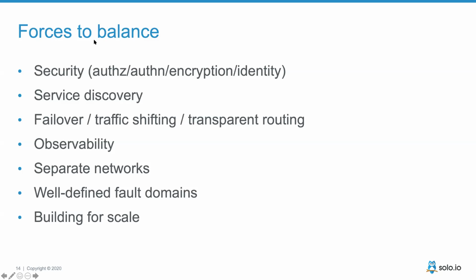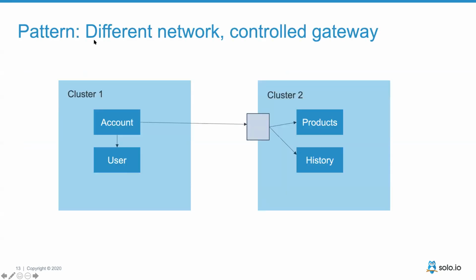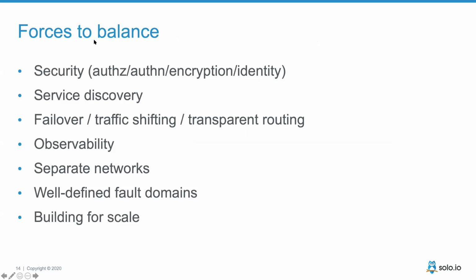When a service, in this case account, wants to talk to a service called history, account is going to have to know how or where this history service exists. What do I talk to? It will need to solve, or the system will need to solve, for service discovery, and be tolerant in terms of failures and changes to the topology. We also need to be able to understand what traffic is flowing across these networks and between these services.